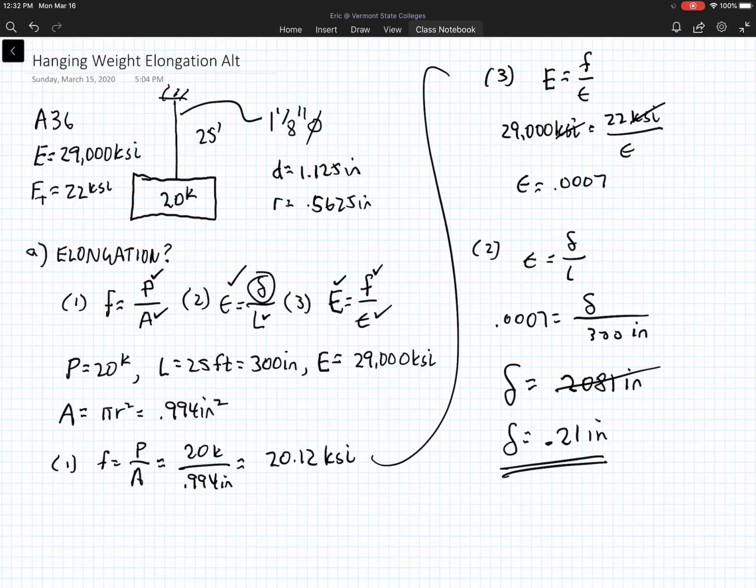I'm going to check for reasonableness. 20,000 pounds, that's a lot of weight. 1 inch rod, that's a lot of rod. 25 feet, that's a lot of feet. And 2/10, almost a quarter of an inch, so that's a big movement. So that sort of feels right to me. So this is another way of doing this problem. If you can't remember the big formula for elongation, this is the alternate method for elongation.